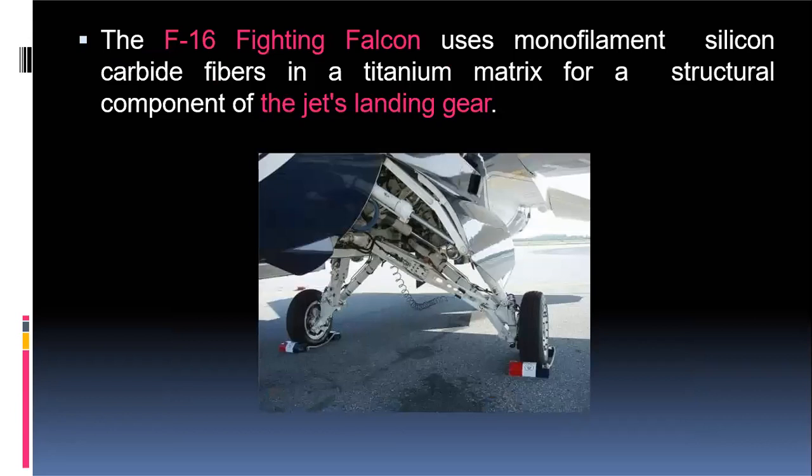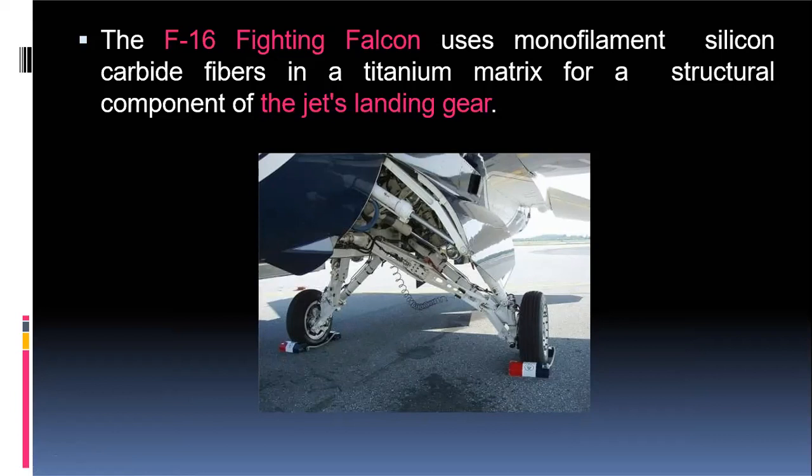Next, the F-16 Fighting Falcon uses monofilament silicon carbide fibers in a titanium matrix for a structural component of the jet's landing gear. Here you can see it in red, black, and white color. So these three have been used in the F-16 Fighting Falcon. These structural components of the jet's landing gear keep the jet stable in the forward or backward direction.